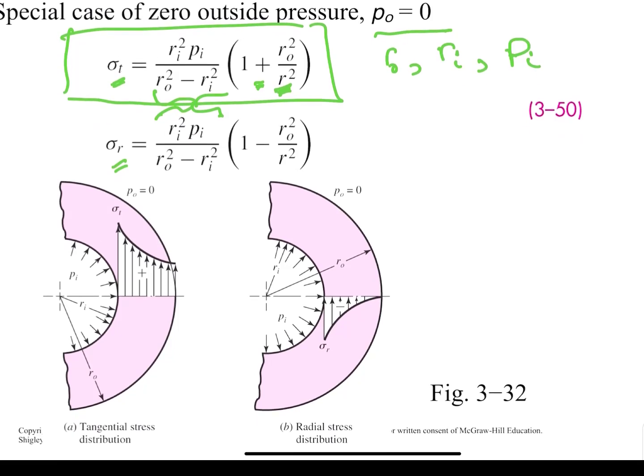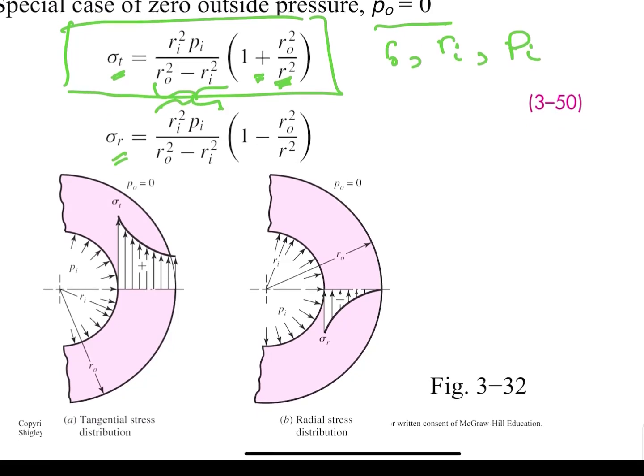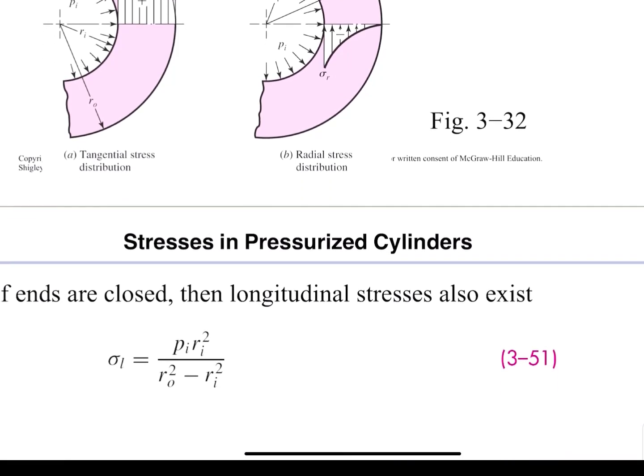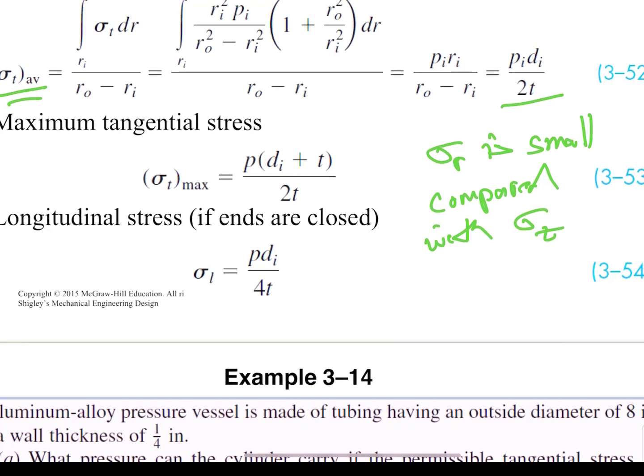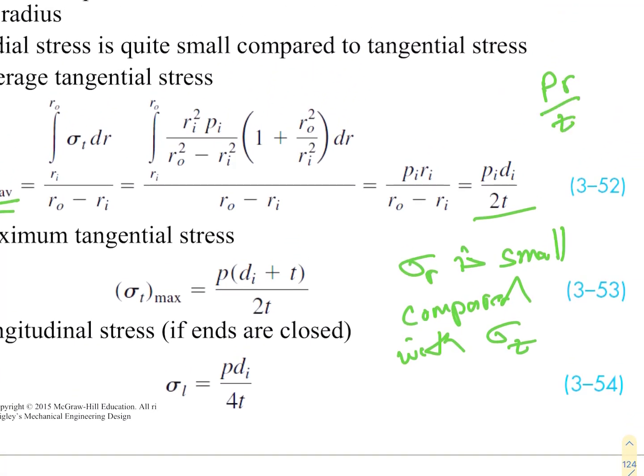The other thing you will notice if you look at it is that if the inner radius approaches the outer radius, then the pressure vessel goes from a thick to a thin pressure vessel, and these equations reduce to a much simpler form, where the radial stress is small compared to the tangential. Well, that's the classic PR over T tangential pressure for a thin-walled pressure vessel. You've all seen that before.